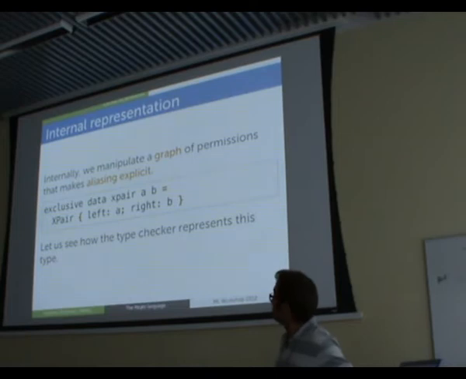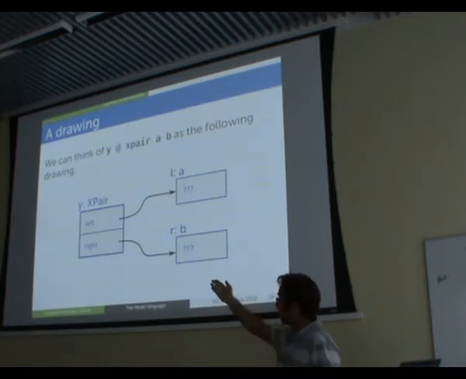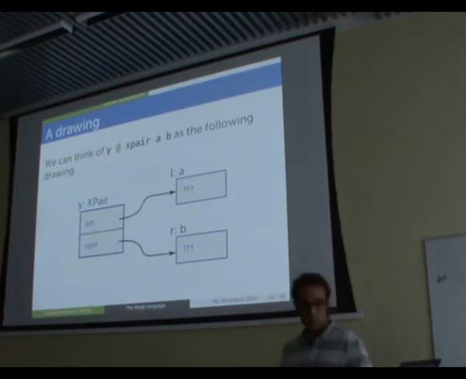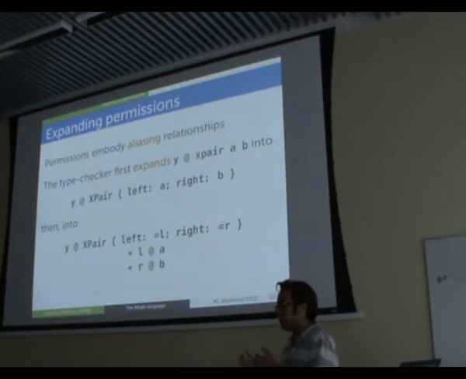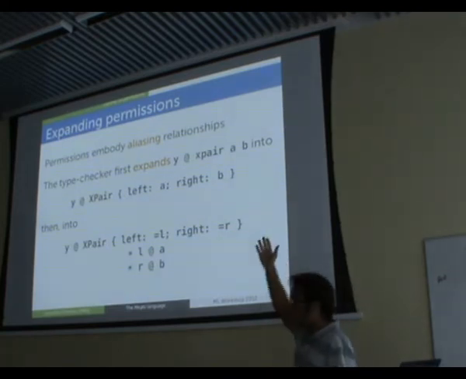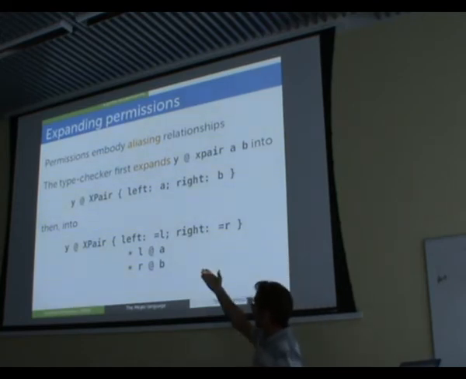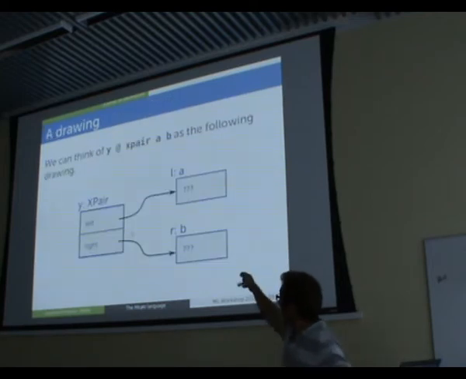Let's see how this is represented internally. When you say that y has type x pair, what you can think of is a drawing. There's a block in the heap with a left field, a right field. The left field points to another location in the heap that we may name L, for instance, which has type A, and the right field points to another location in the heap. We make those aliasing relationships explicit in the set of permissions. If you have permission y at x pair A B, what happens is that you can refine automatically that permission, saying, well, actually I know that y is a record with a left field and a right field. And what happens afterwards is that internally we make the points-to, the small arrows in the drawing, the arrow that points to L and the arrow that points to B, we make them explicit.